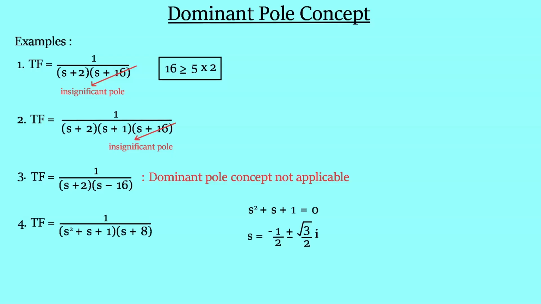The term s square plus s plus 1 is having complex roots, which we can easily find by using the formula for finding the roots of the quadratic equation. When a quadratic equation is in the form of ax square plus bx plus c, then the value of x will be equal to minus b plus minus under root of b square minus 4ac divided by 2a.